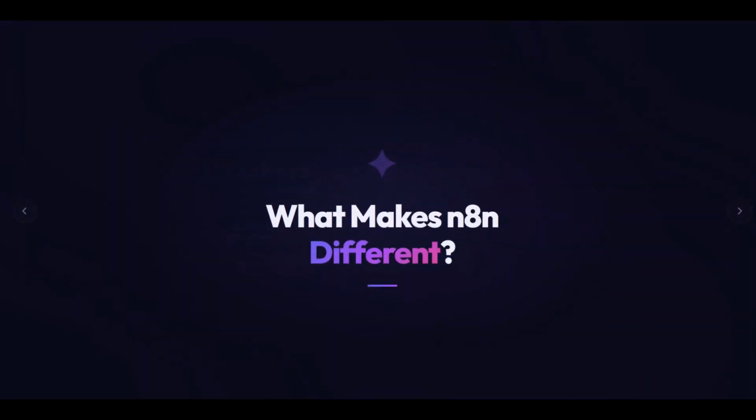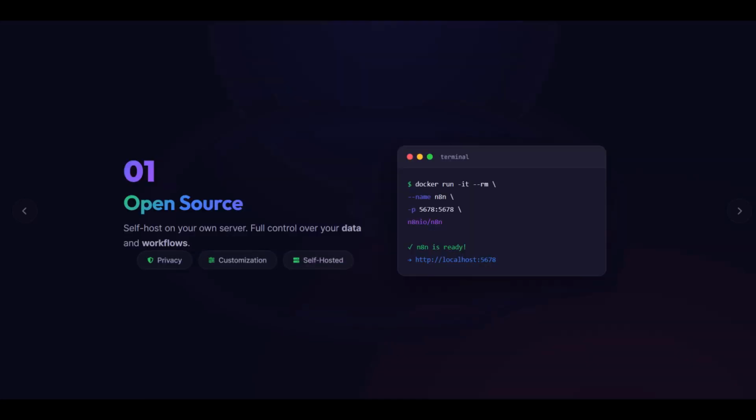What makes n8n different? 1. Open source. One of the biggest advantages of n8n is that it's open source. You can self-host it on your own server and have full control over your data and workflows. This is especially important for businesses that care about privacy and customization.